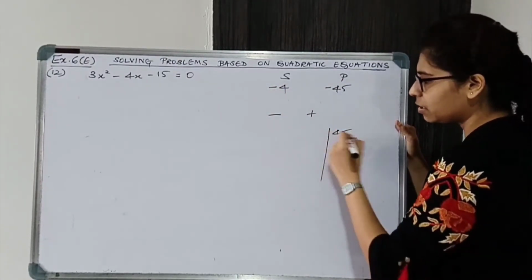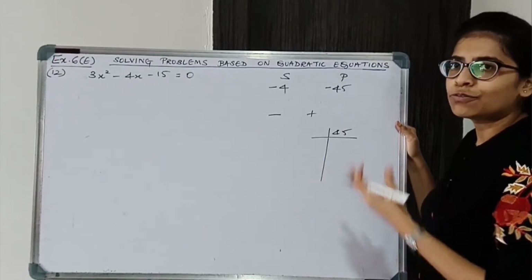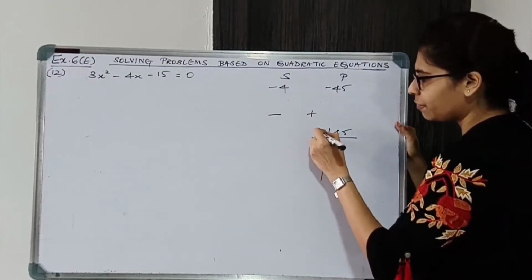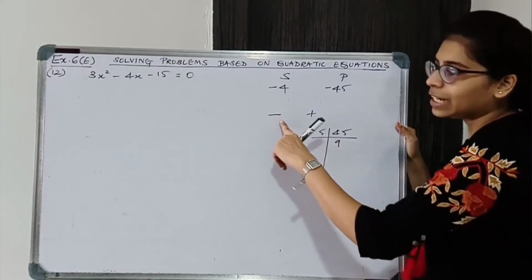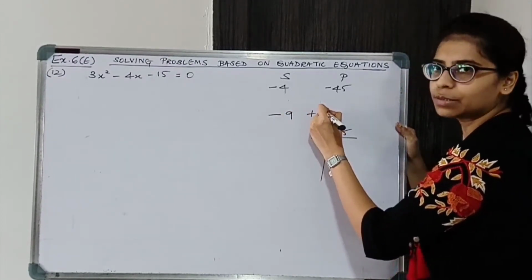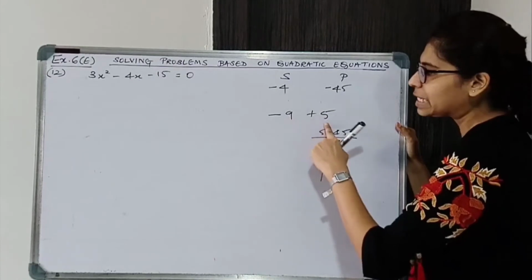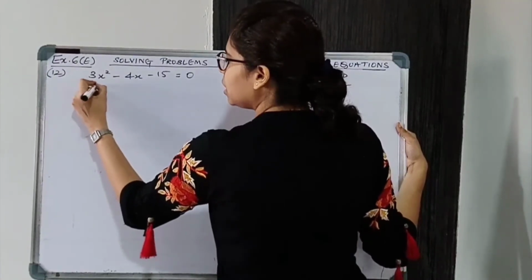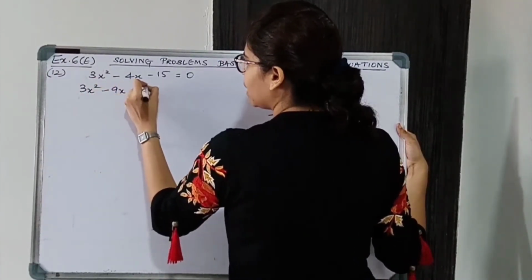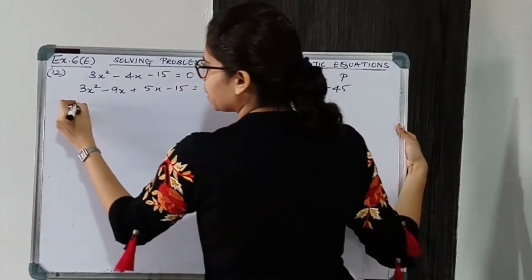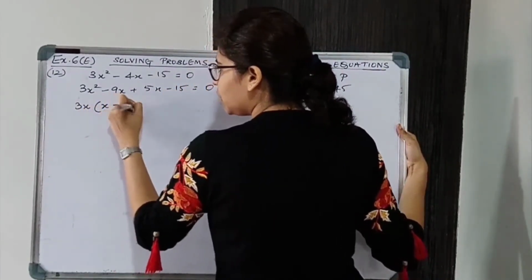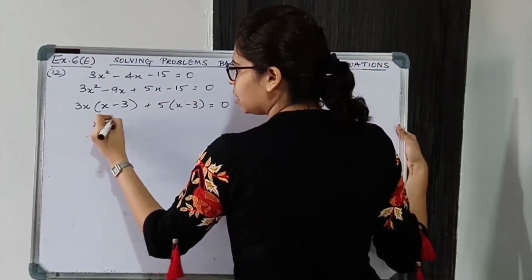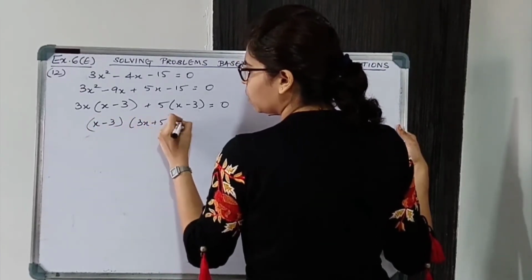45 का factors find out करना है. Okay. We know it is 9 into 5. Okay. 9 5s are 45 and if you subtract you will get 4. So 5 9s are 45. Now greater will be negative, smaller will be positive. So minus 9 plus 5 gives minus 4 and if you multiply you get minus 45. So splitting the middle term, 3x square minus 9x plus 5x minus 15 is equal to 0. Taking 3x common, x minus 3 बचेगा. You're taking 5 common, x minus 3 again. So x minus 3 into 3x plus 5 is equal to 0.